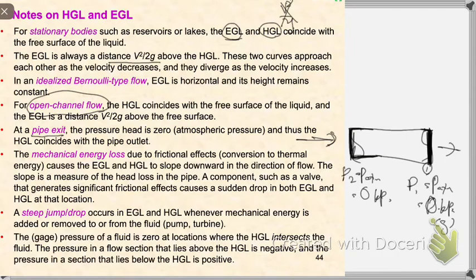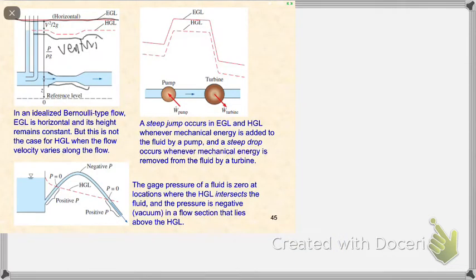The mechanical losses due to frictional losses between 2 points along a pipeline cause the EGL and HGL to slope down like this. This one is a turbine. If you take a turbine between point 1 here and point 2 here, then your EGL will drop. If it's a pump, because you are increasing back the velocity, the pressure increases back, so you will have an increment there.